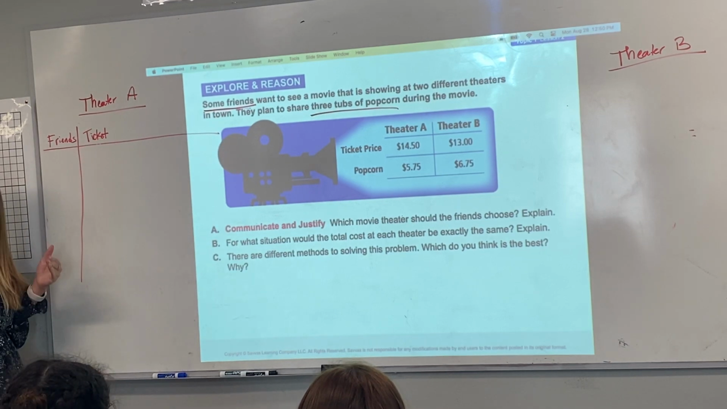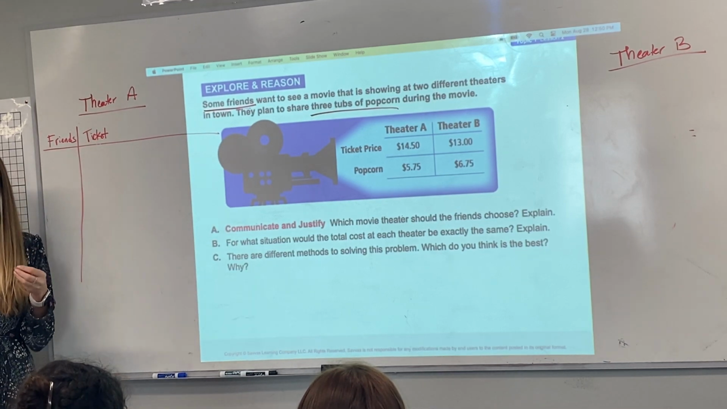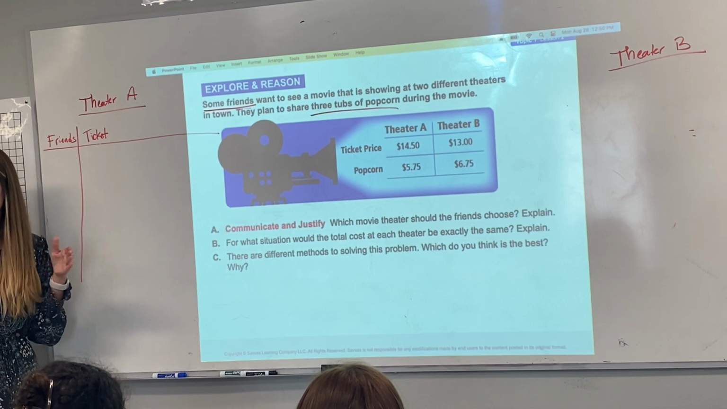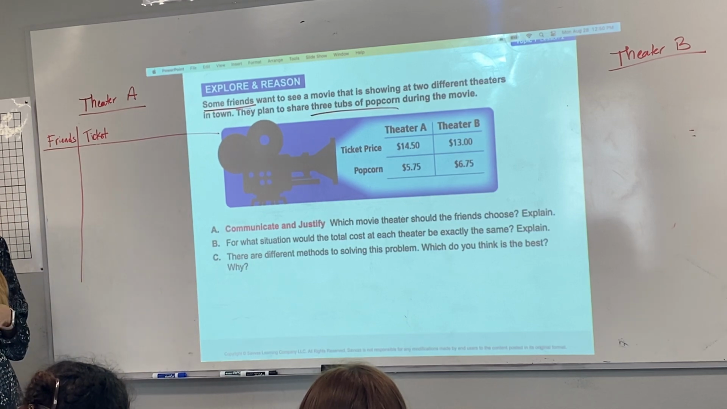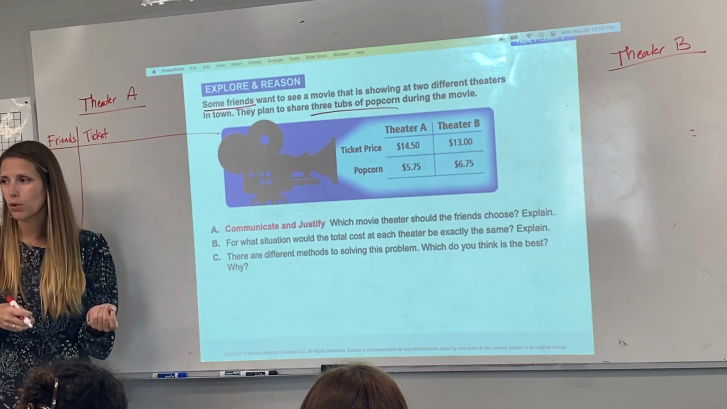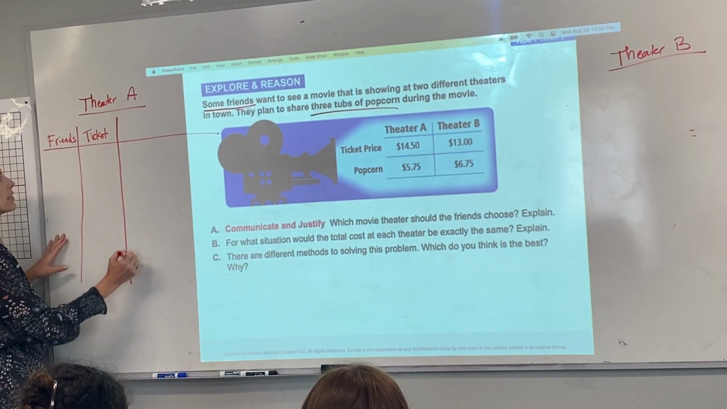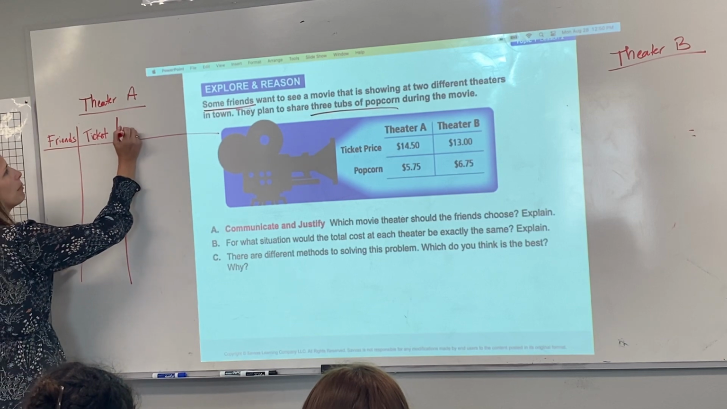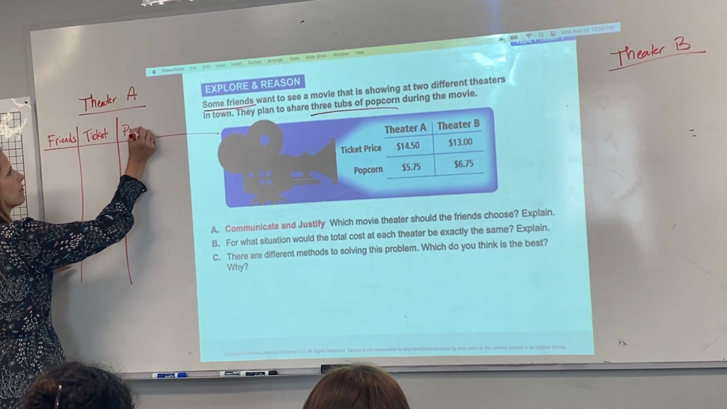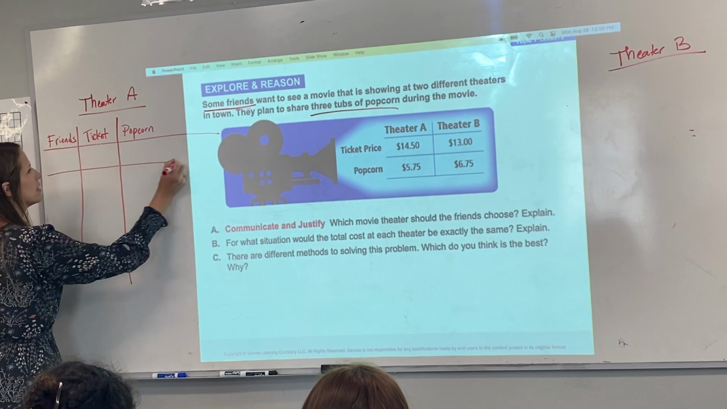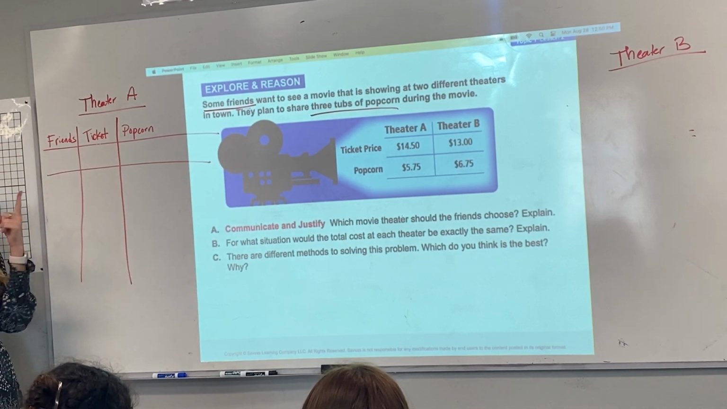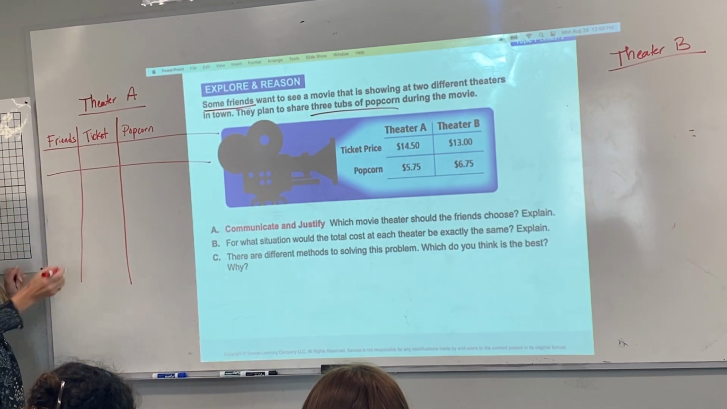Does how much they spend on tickets change depending on how many friends go? Right, but the total that they're going to spend on the popcorn is not going to change. So ticket prices and then popcorn. So, for example, we can't start with 1 friend because it says some friends, so we have to start with 2, right?